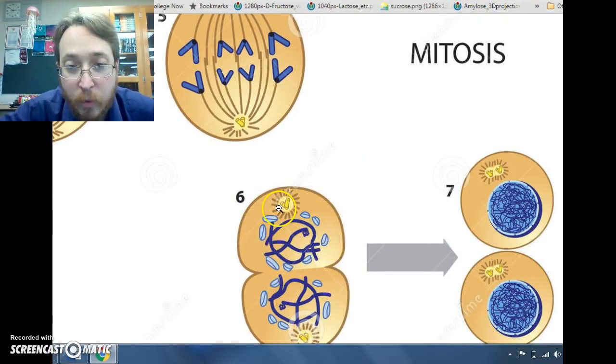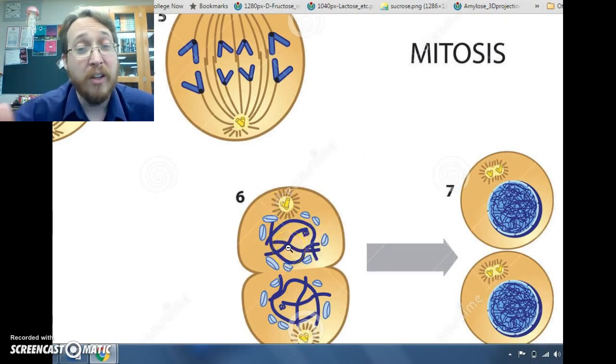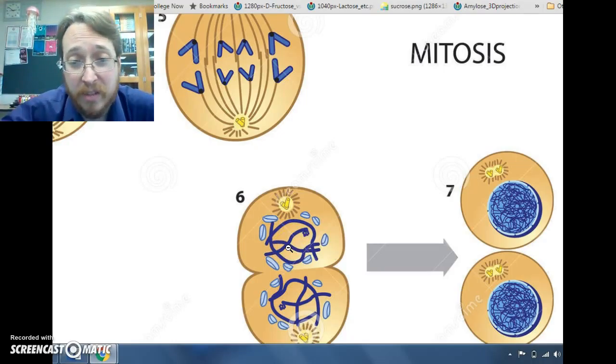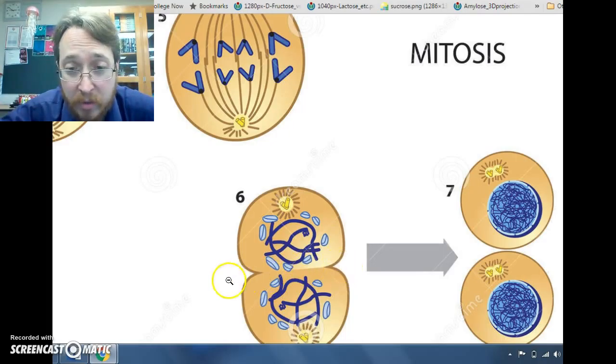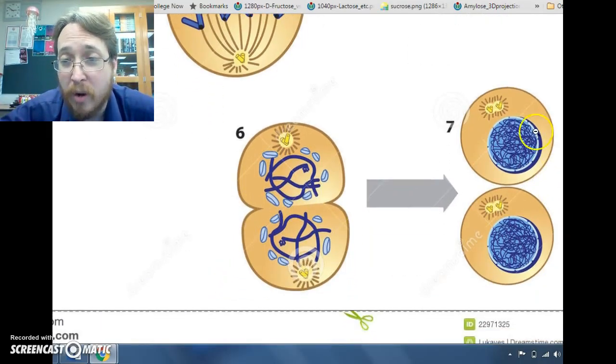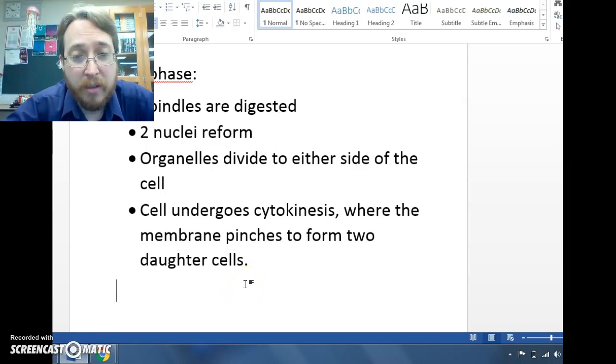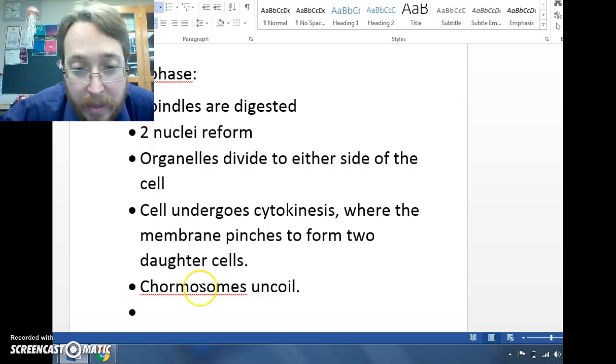We've got our nucleus reforming. We've got our chromosomes. They're going to uncondense because they're going to need to be useful in the next cell. And we have cytokinesis occurring and the separation of our organelles to give us 2 daughter cells. I'm going to real quick go back here and say that I'm going to add it because it needs to be added. Chromosomes uncoil. And that's necessary.